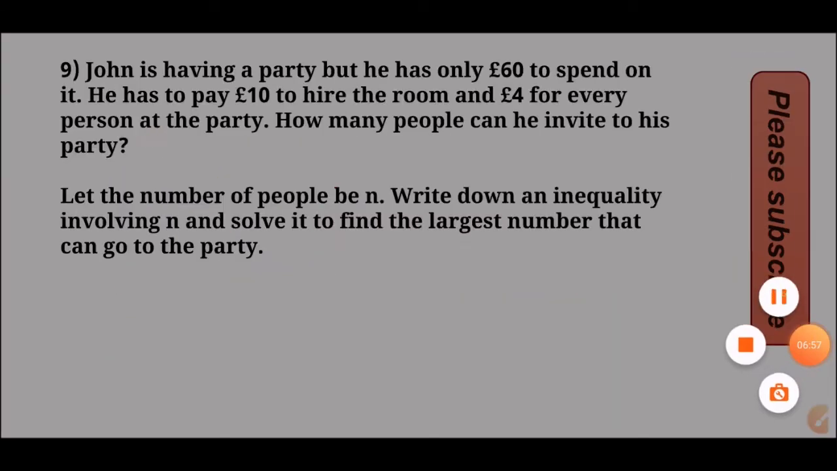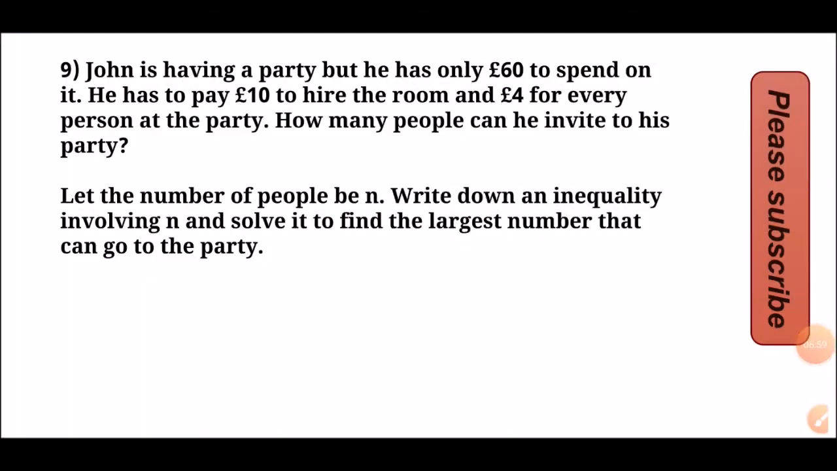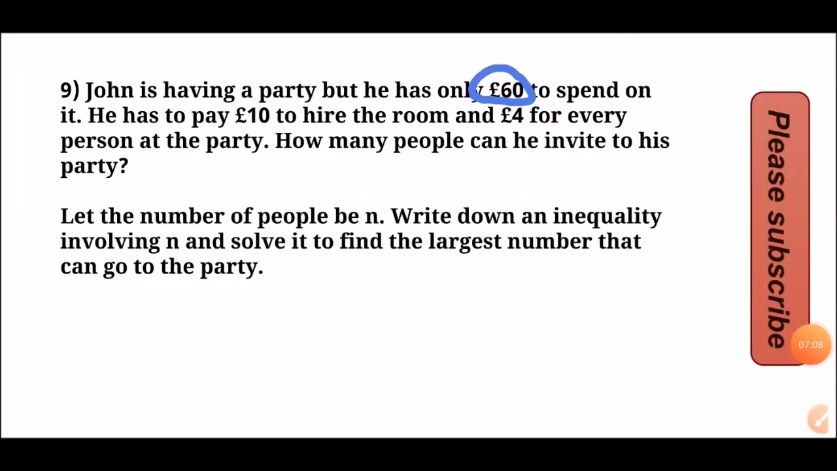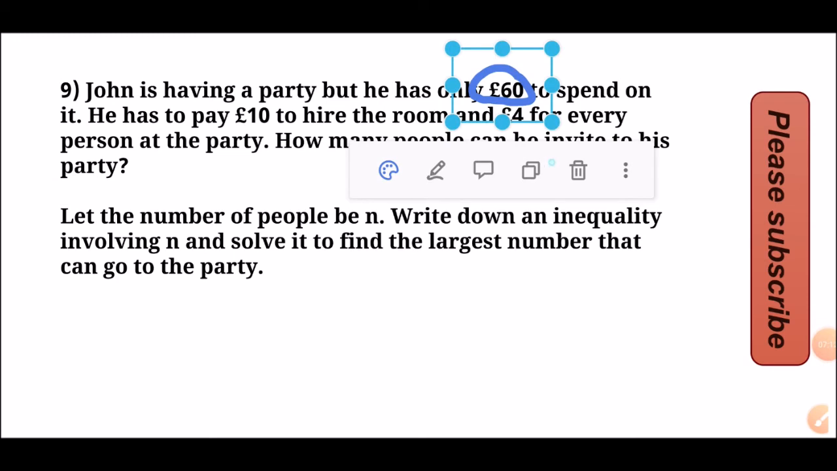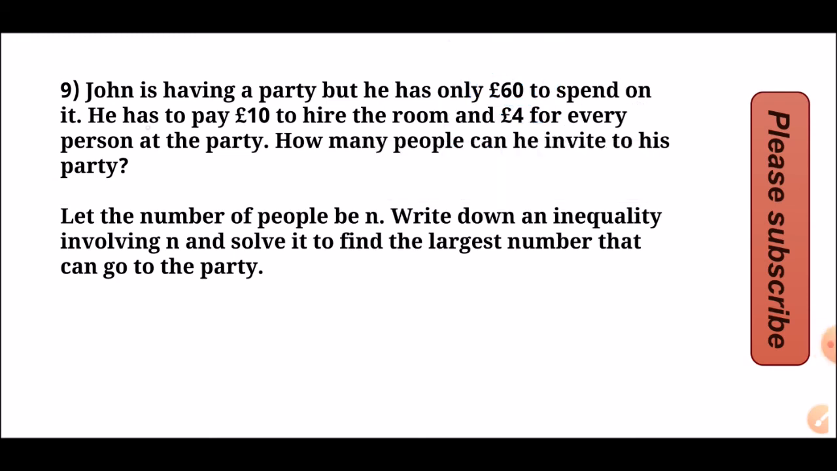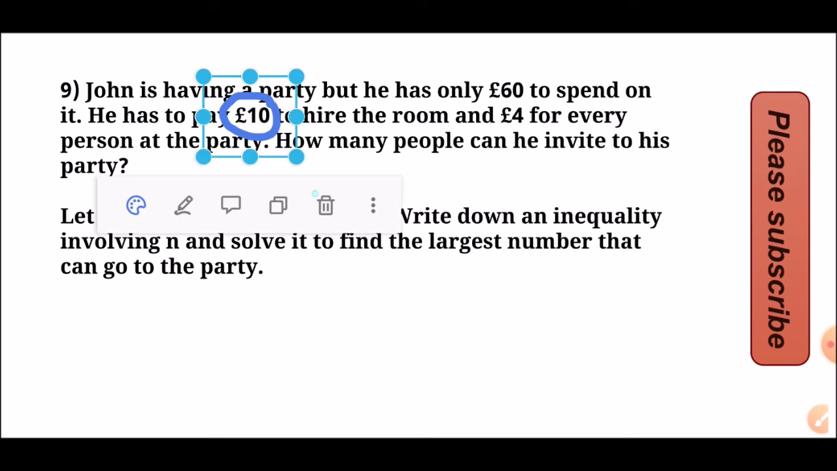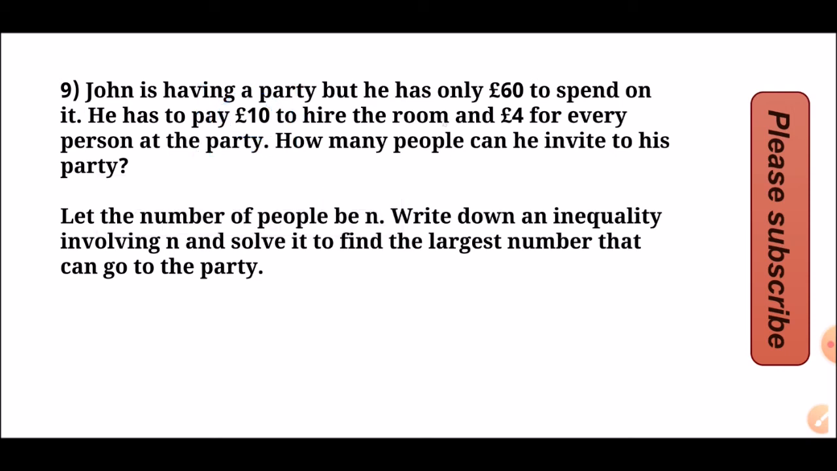So question 9. John is having a party, but he has only £60. So this is very, very important. He only has £60. So the maximum he can spend on the party is £60. He has to pay £10 to hire the room. So even if nobody turns up to the party, he still has to pay this £10. And then on top of that, he'll have to pay £4 for every person at the party.